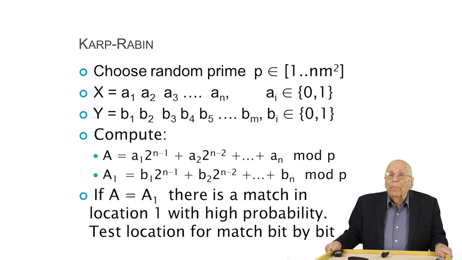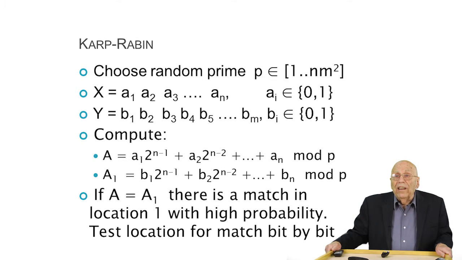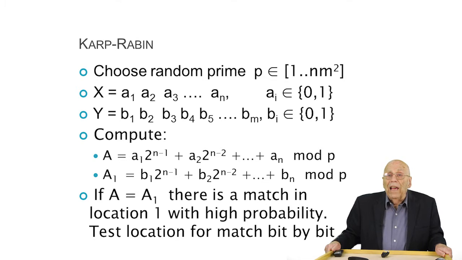So now I come to the Karp-Rabin historical solution for that problem. You choose a random prime in the range between 1 and n times m squared. That means, if you think about it for a moment, that this is actually a rather small prime. Now we consider in this example the x and y to be a pattern and text consisting of zeros and ones. The Ai and the Bi are either 0 or 1.